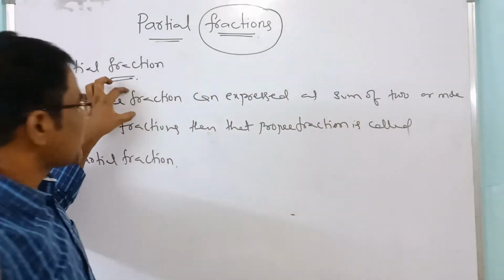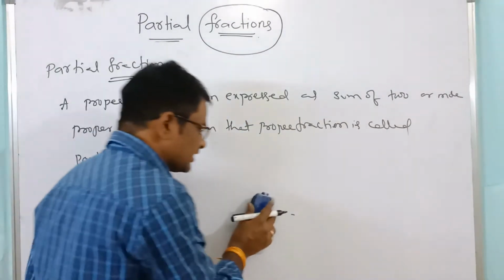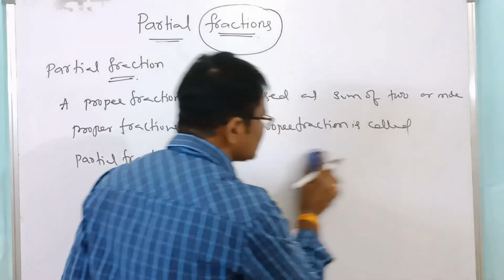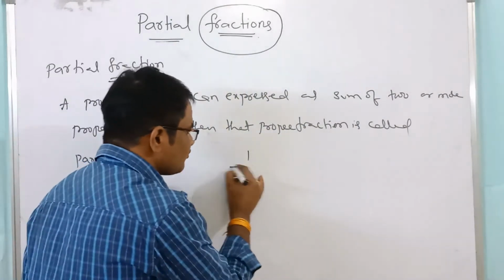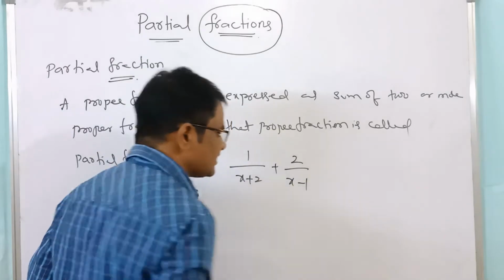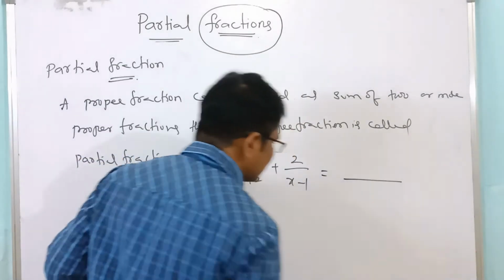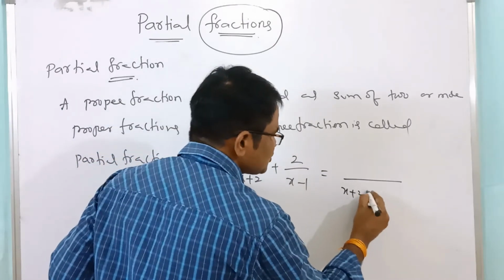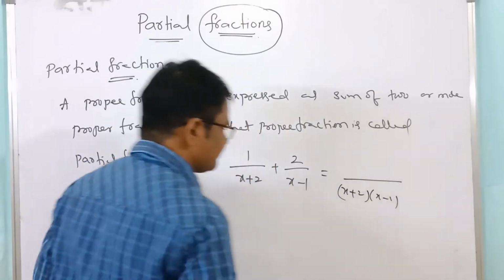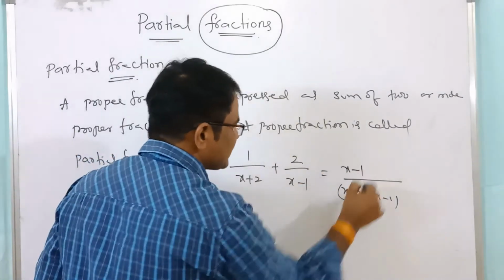Then that is called partial fraction. In your earlier classes, you also studied this. Suppose 1 by x plus 2 and 2 by x minus 1 are there. How to simplify this one? You have to take the LCM, x plus 2 into x minus 1. So here x plus 2 gets cancelled. Here what is remaining? x minus 1.